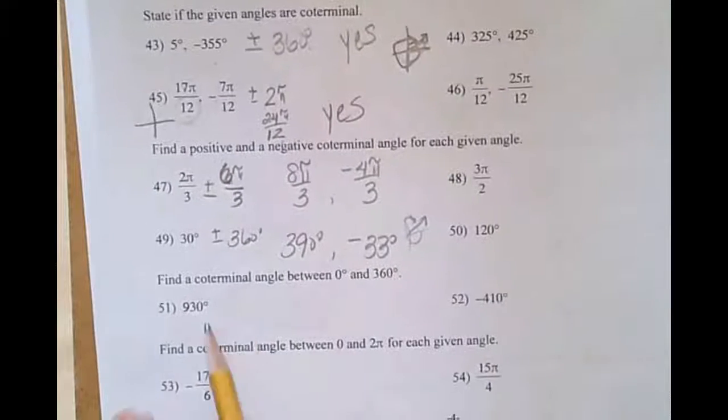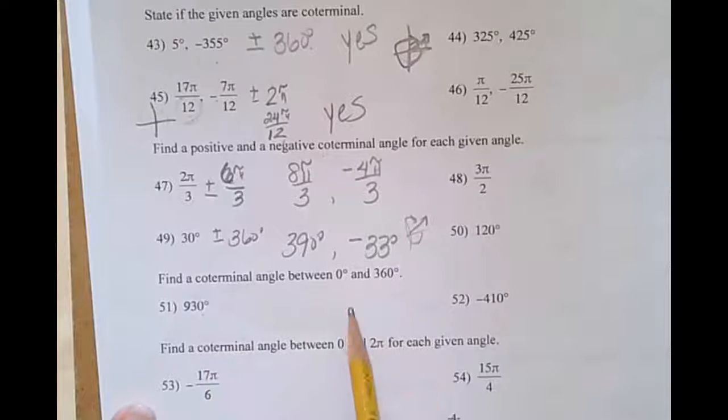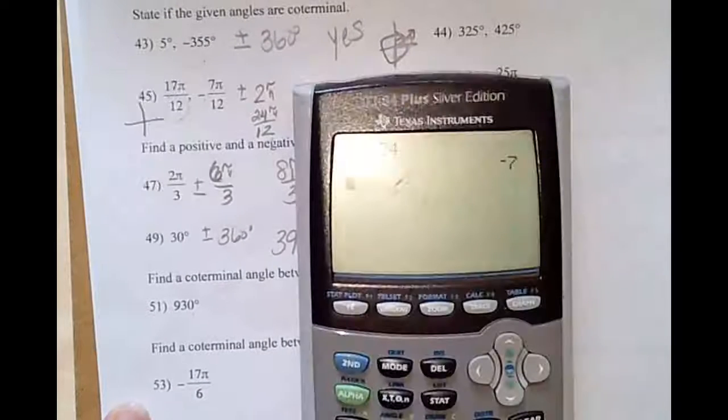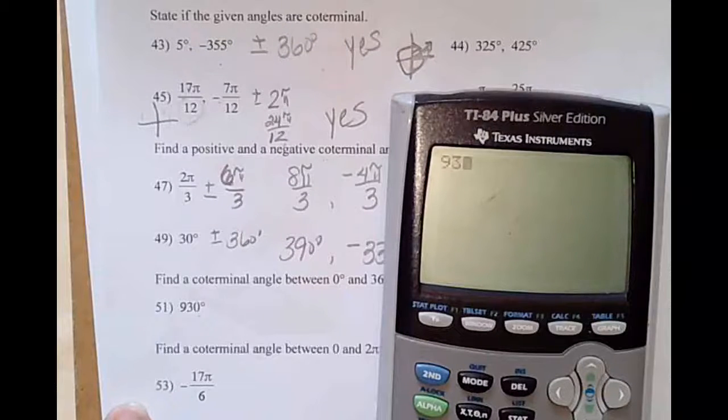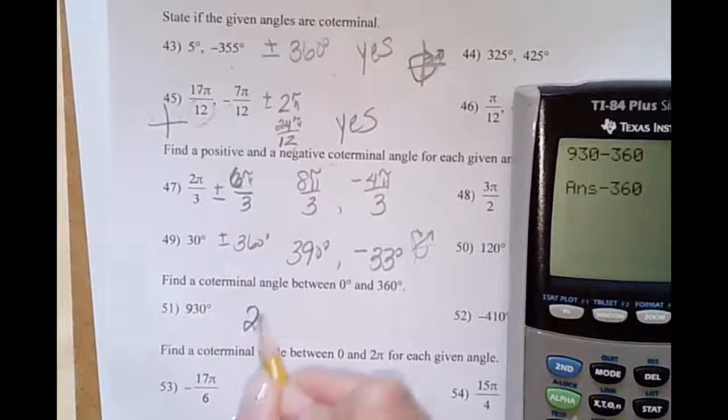Coterminal between here and here. Well, I'm going to take my degrees. What did that say? 930. And since I want to be between 0 and 360, then I'm just going to minus 360. Nope, not there yet. Minus 360. Yep, 210. So that's what I'm going to do. Keep traveling 360 till I get there, just like this one.